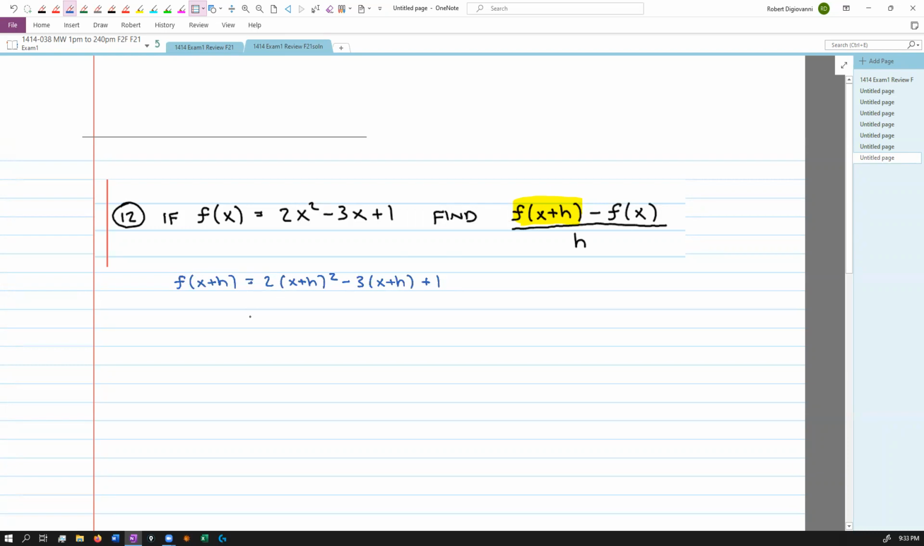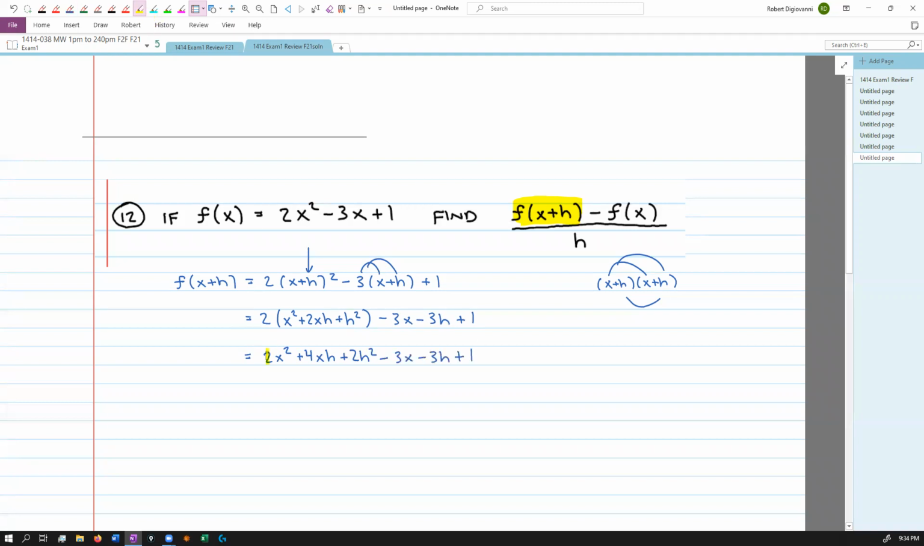Okay, so we're going to have to square the x plus h, which you do over here. Now, we've done that so many times, I'm going to trust you can get it. X squared plus 2xh plus h squared. That's what it would be after you FOIL and clean it up. Notice I kept the 2 out here in front and I put parentheses here. The 2 will have to distribute. Then this -3 can go through. And we still have the +1. Passing the 2 through, we get 2x squared plus 4xh plus 2h squared minus 3x minus 3h plus 1.